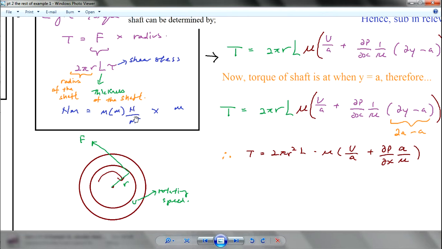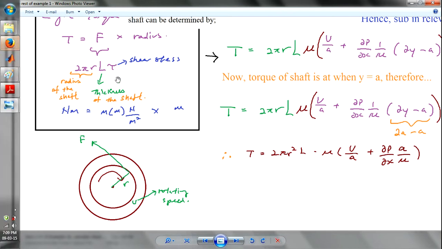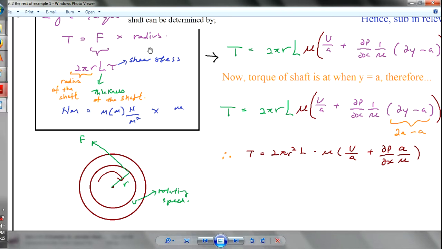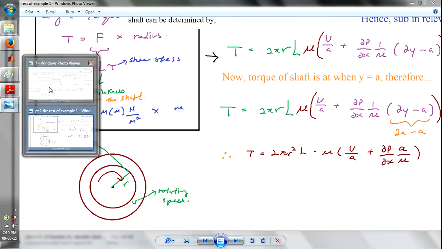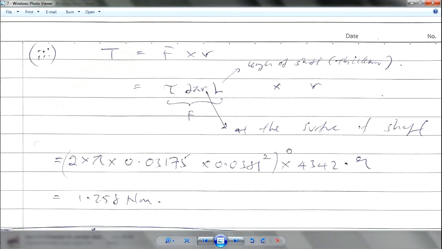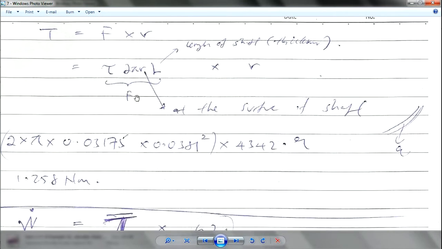Am I right? The shear stress is in Newton per meter square. Sorry, this is Newton per meter square. If you want to know why, head back to the old videos. But nonetheless, with this understanding, let's go back to the previous one.